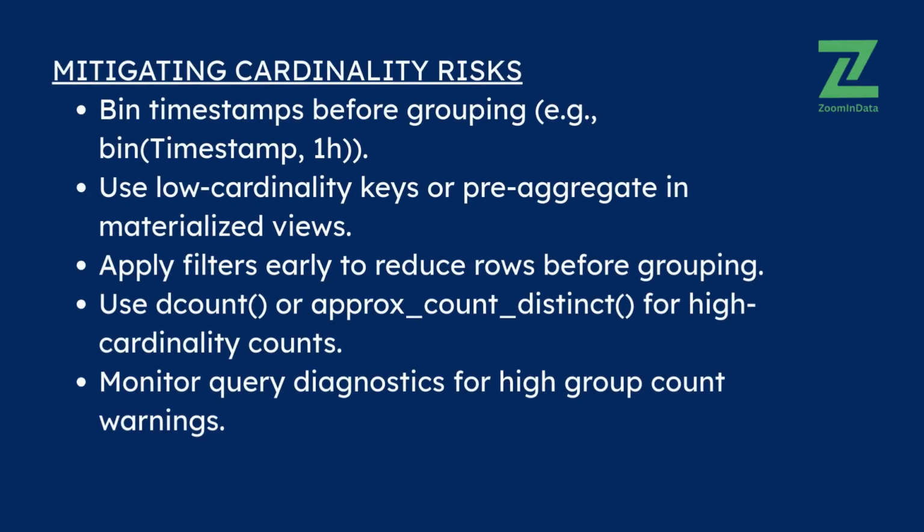How do we mitigate cardinality risks? Bin timestamps before grouping. Like bin(timestamp, 1h) turns millions of seconds into hundreds of hours. Use low cardinality keys or pre-aggregate in materialized views. Apply filters early to reduce rows before the group by. Use approximate functions like dcount or approx_count_distinct when exact count isn't needed on high cardinality data. And always monitor query diagnostics for high group count warnings. These simple habits prevent most explosion disasters.